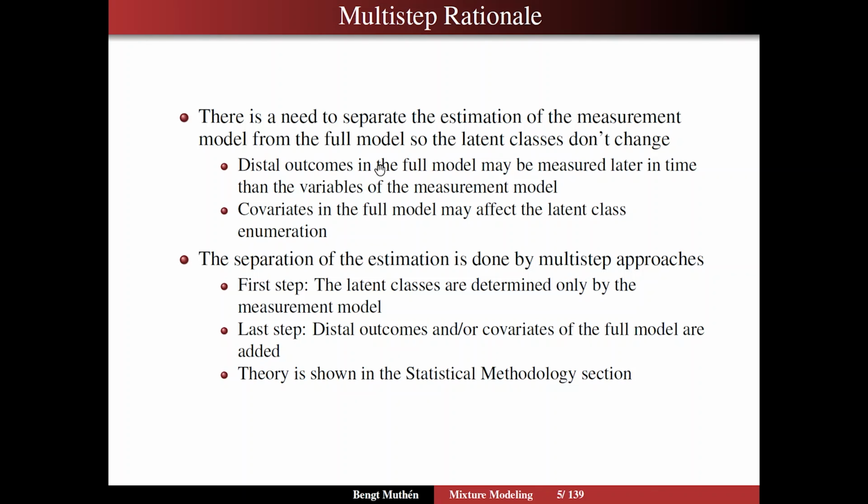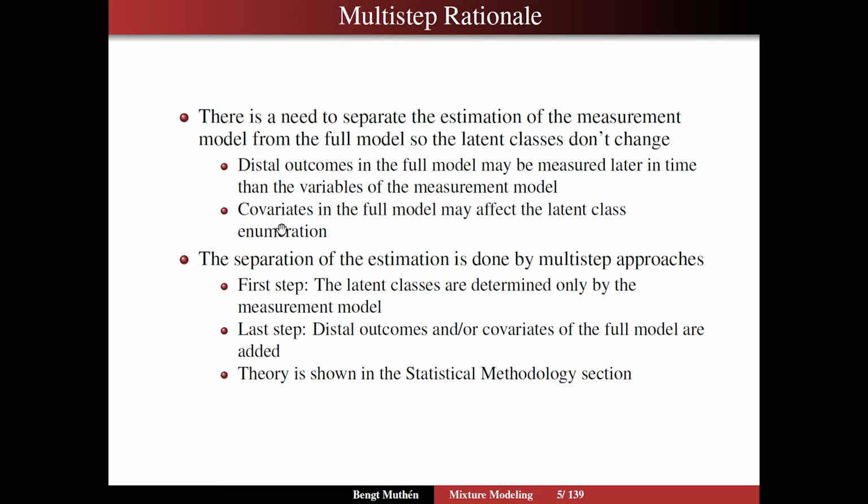For instance, if the full model outcome, the distal outcome, is measured at a later time point than the variables of the measurement model. Take, for instance, measures of aggressive disruptive behavior in the classroom in elementary school, and the distal outcome that is juvenile delinquency later on in life. And where you want to predict from the measures that you have in elementary school, you don't yet have the distal outcome Y. And you want to see how well you can predict from the early time point to a later time point.